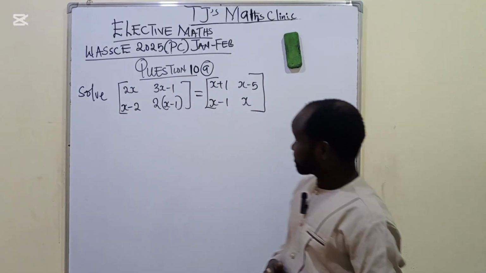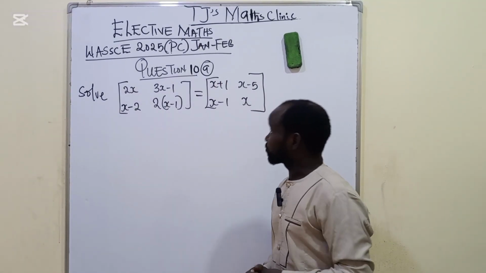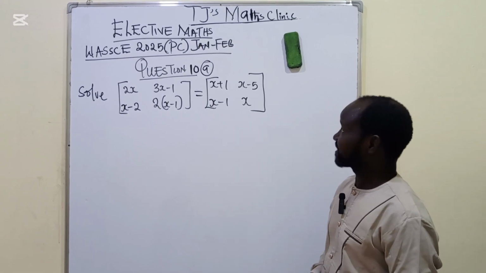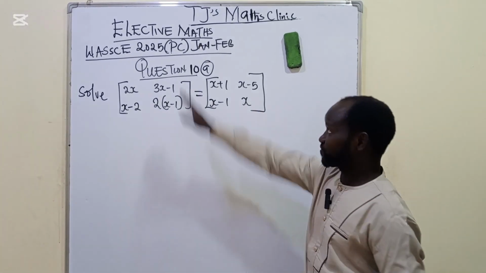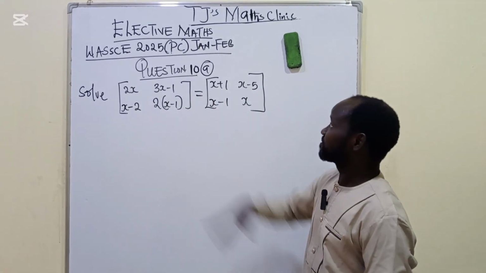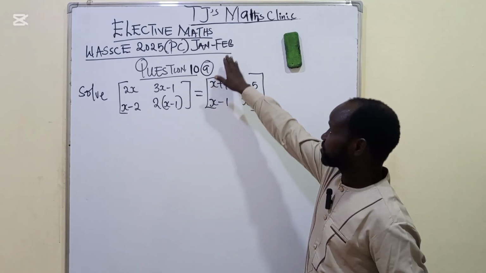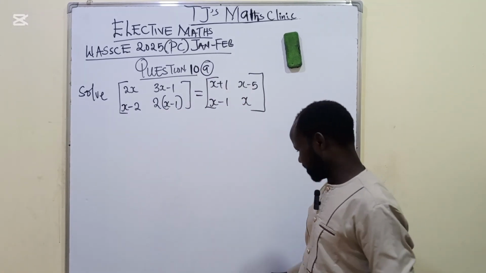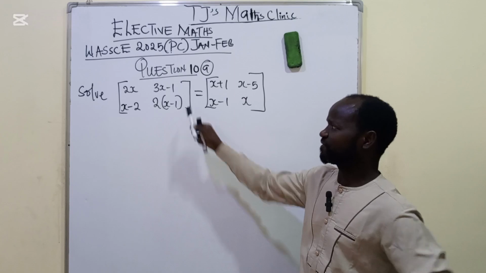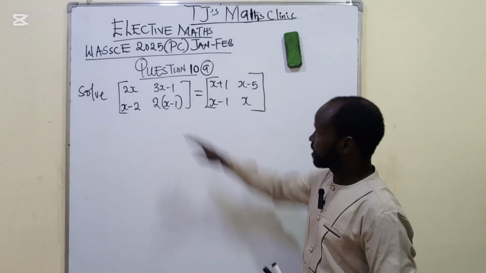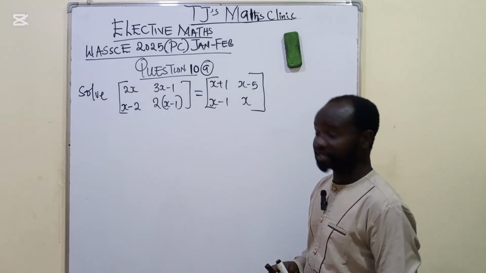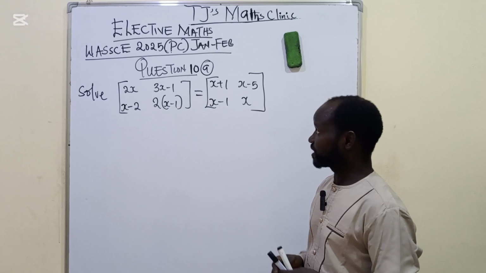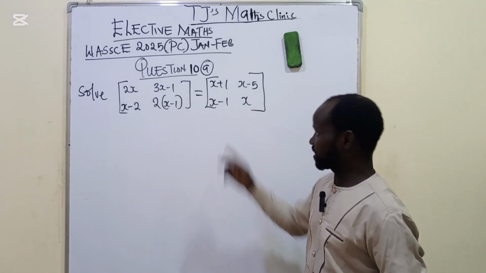In today's presentation, we continue with our solutions to elective mathematics, that is further mathematics. This is WAEC 2025 for private candidate, January, February. Let's look at how we can solve this problem. We are asked to solve for x. This is question 10A from the optional questions.